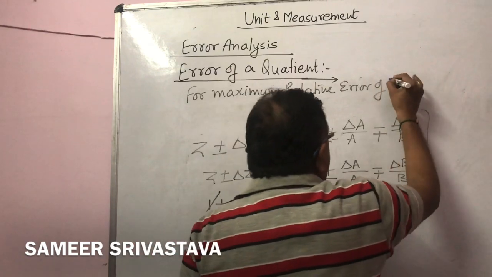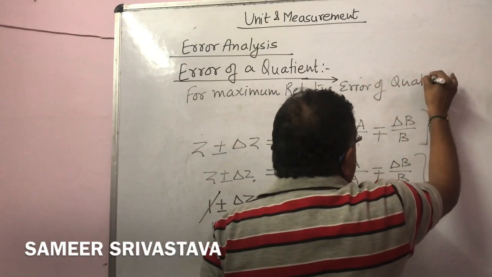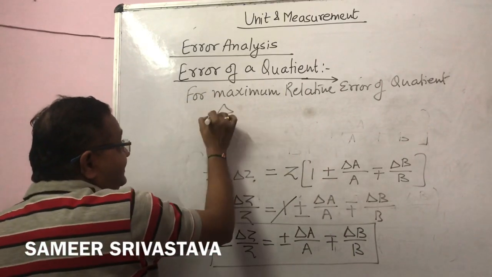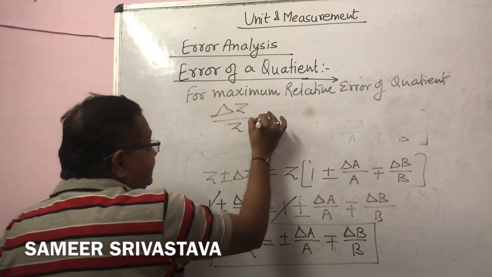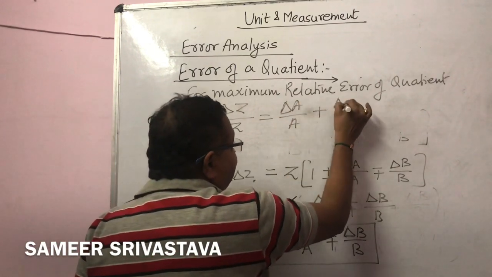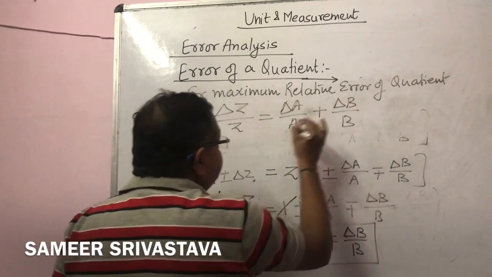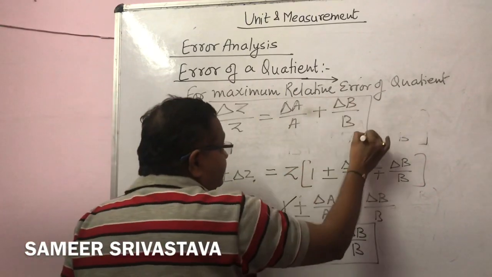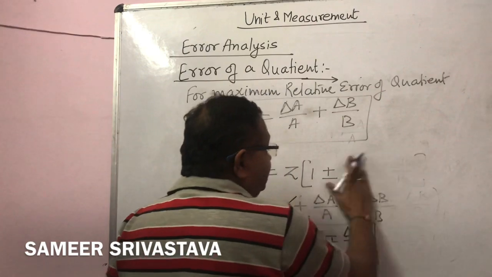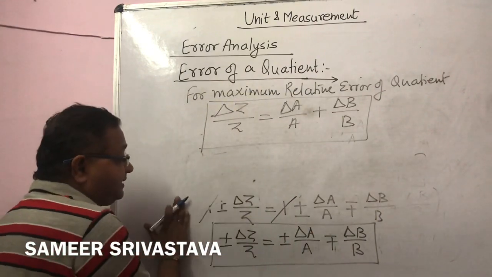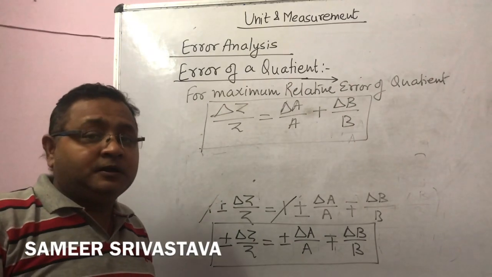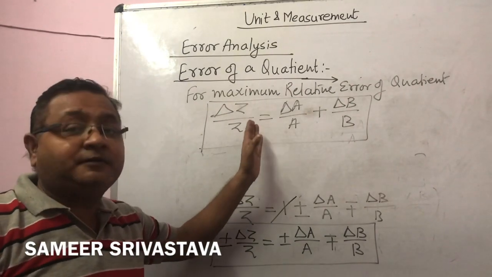Of quotient, we can write our equation as delta z upon z is equal to delta a upon a plus delta b upon b, right? So this is an error formula for the case of division, or we can say for the case of quotient. Now, how do we apply this in our question?